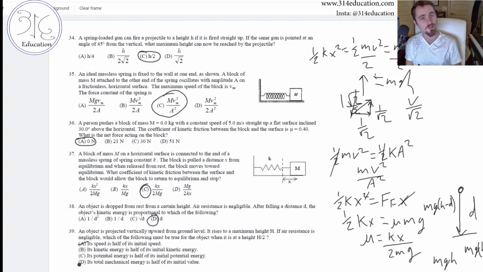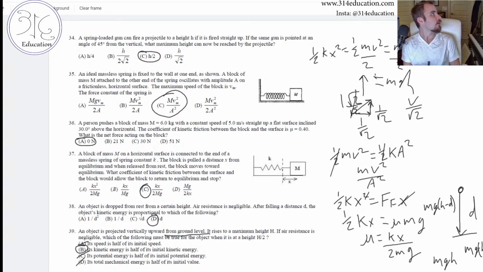Ooh, C is really close to being right. But C, the initial potential energy is 0 because we're starting on the ground from ground level. So half of 0 is 0. We don't expect it to be 0. It's half of its maximum, but that's not the initial. And then the total mechanical energy is half of its initial value. No, that's also false because we expect the total mechanical energy to be equal if we are ignoring air resistance. So B, we were correct to think B was the right choice here.